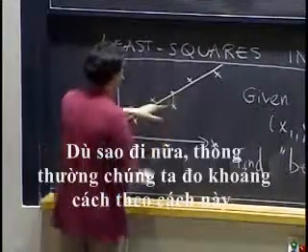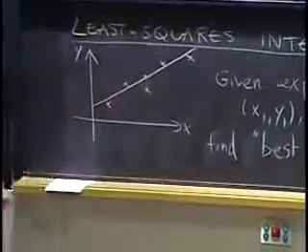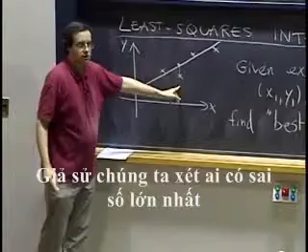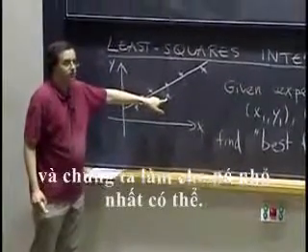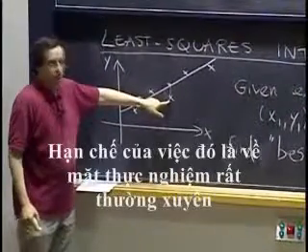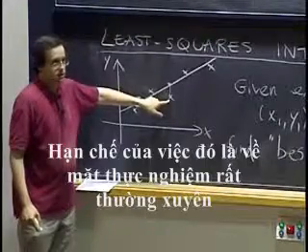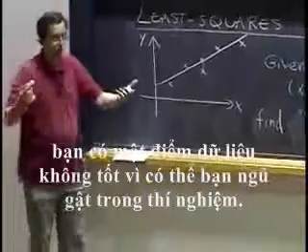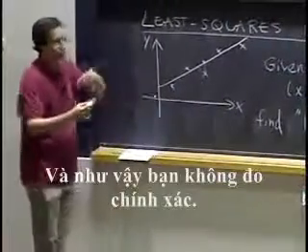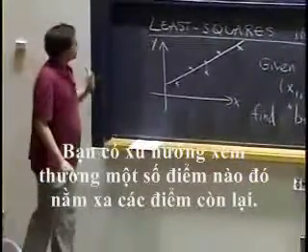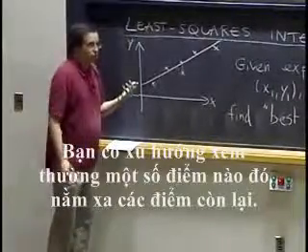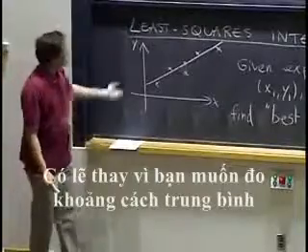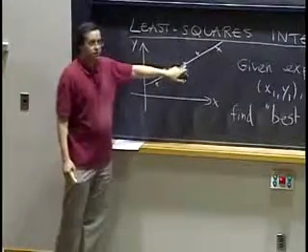Anyway, the convention is usually we measure distance in this way. Next, you could try to minimize the largest distance. Say we look at where's the largest error and we make that the smallest possible. The drawback of doing that is experimentally, very often you have one data point that's not good because maybe you fell asleep in front of the experiment and so you didn't measure the right thing. So you tend to not want to give too much importance to a data point that's far away from the others. So maybe instead you want to measure the average distance.